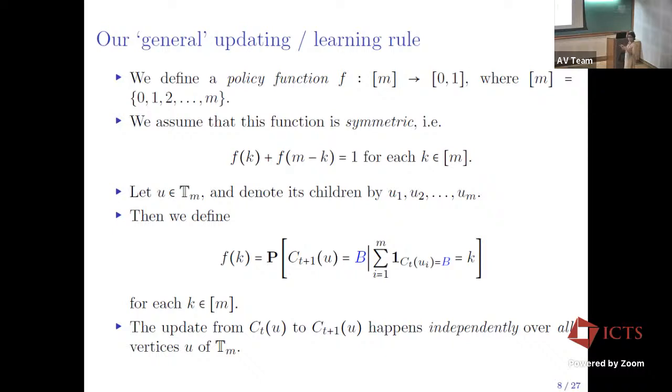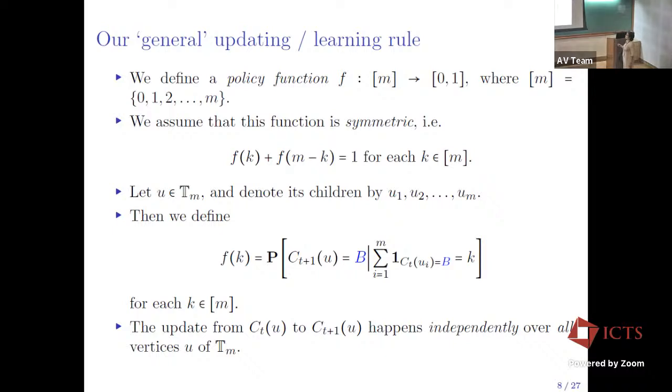So it's basically a bunch of probabilities. And we assume that this function is symmetric, which means that f of k plus f of m minus k is 1 for every k in this set. This symmetry assumption does apply to many commonly studied functions, and in fact the main policy function that we deal with in our paper also satisfies this condition. I think it's merely a nice condition. If you get rid of it, you will get somewhat different results, but maybe the analysis won't be significantly harder. Not sure.